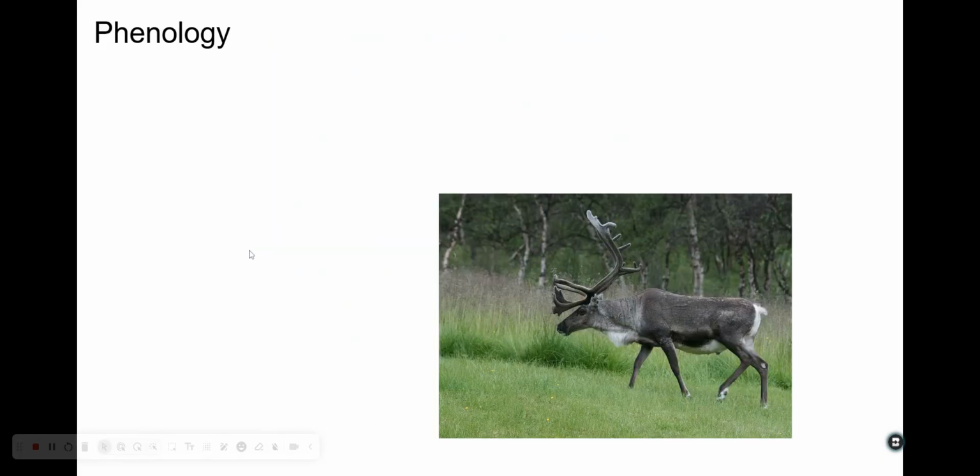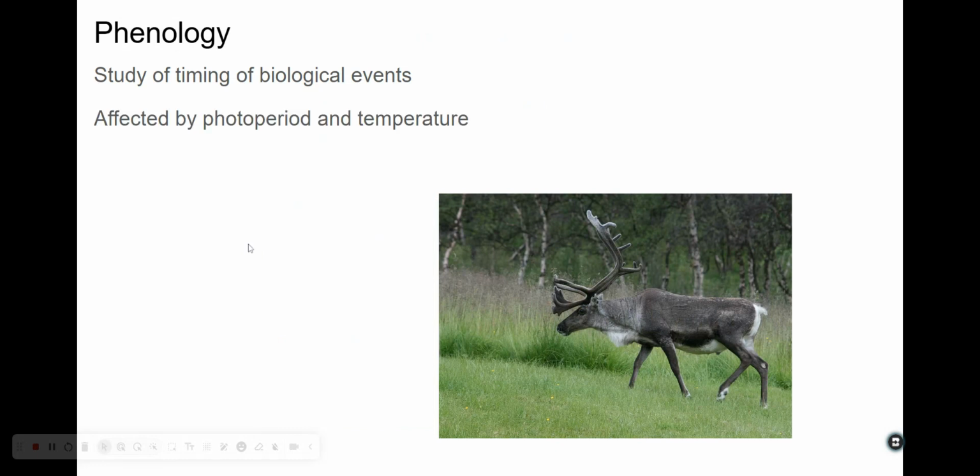Then the last concept is phenology. So we have a picture of a reindeer. That's correct. And so phenology is the study of the timing of biological events. This is relevant to climate change because it's affected by photoperiod and temperature. Well, the photoperiod is not changing, that's the length of the day, but temperature is changing due to climate change, which leads to a disruption of the synchrony of these events.